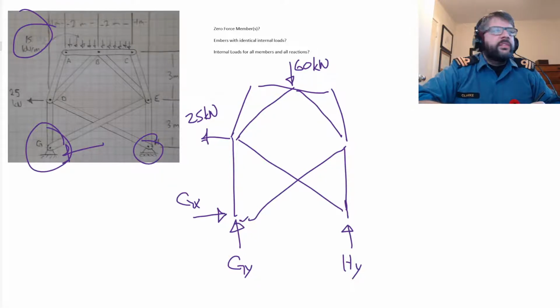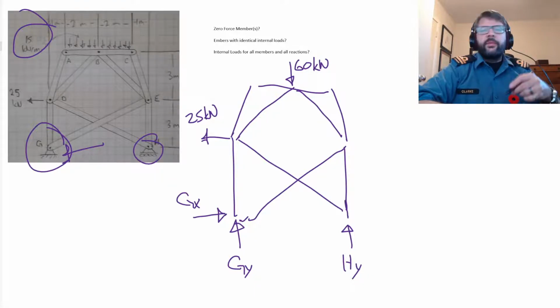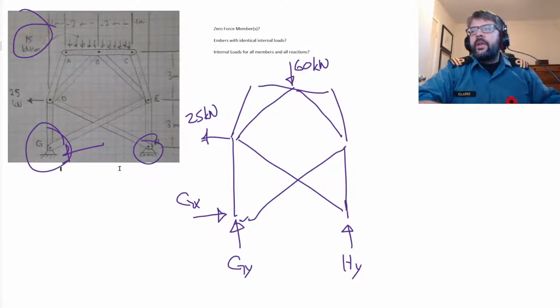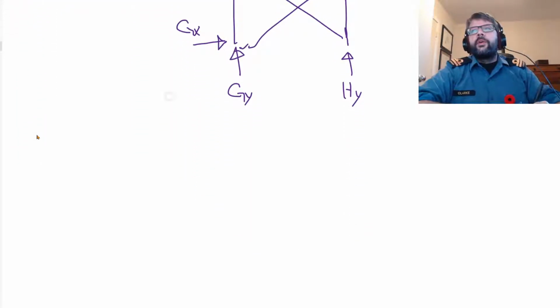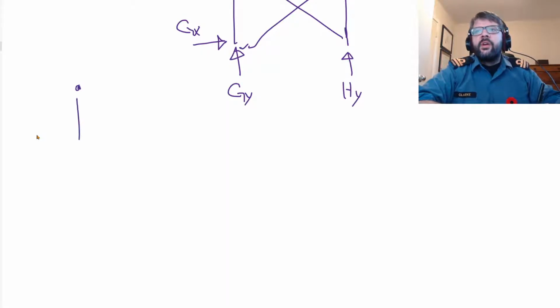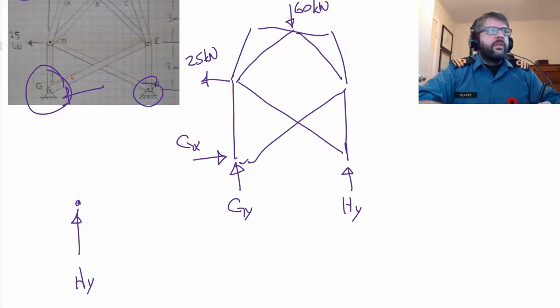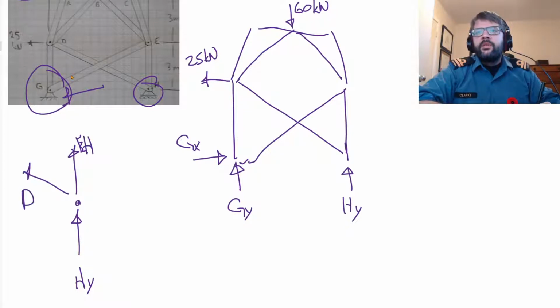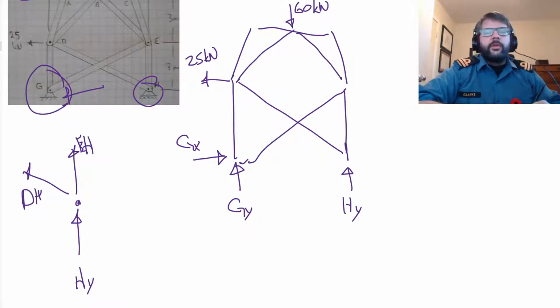Perhaps at first glance, you might have thought that there wouldn't have been any zero force members, but now that we've drawn our free body diagram, we'll look at what's going on at H. We'll just do a quick free body diagram of the joint at H. We've got HY, and we're going to have EH, and then we're going to have DH, and those are the only forces.